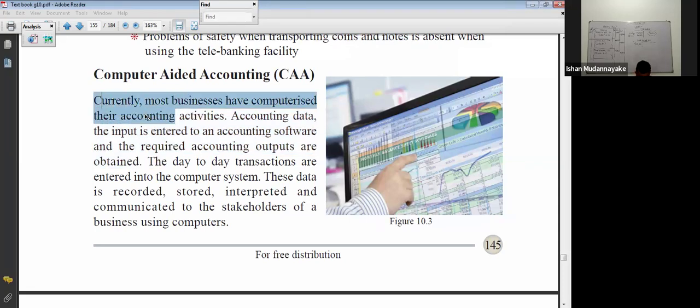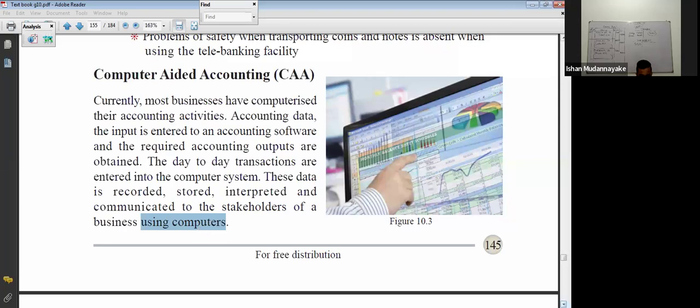Currently, most businesses have computerized their accounting activities. Accounting data, the input, is entered into accounting software and the required accounting outputs are obtained. The day-to-day transactions are entered into the computer system. This data is recorded, stored, interpreted, and communicated to the stakeholders of a business using computers. Through computers, we can record transactions of a business, and then we can prepare financial statements. Right.